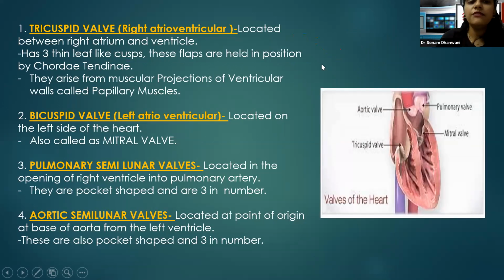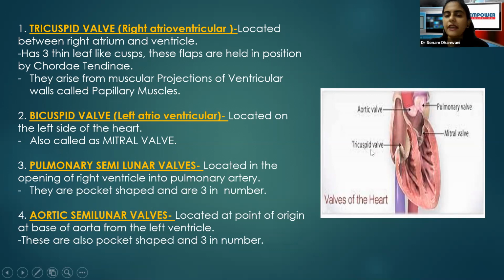Okay? First one is known as the tricuspid valve. It is located at the right atrioventricular junction. That is why it is also known as the right atrioventricular valve. That means it is on the right side, between the right atrium and the right ventricle. Okay? Look at the tricuspid valve. This is the right atrium, this is the right ventricle, and at the junction between these two is the tricuspid valve.